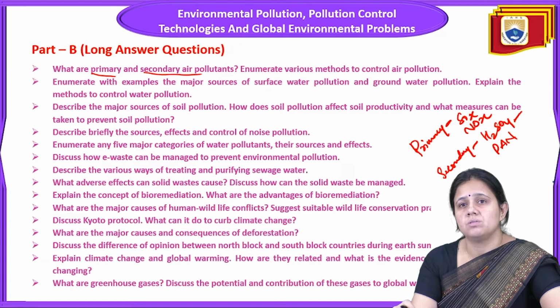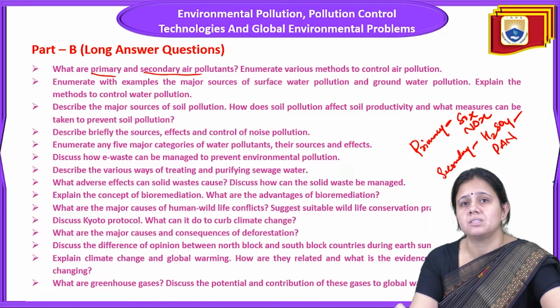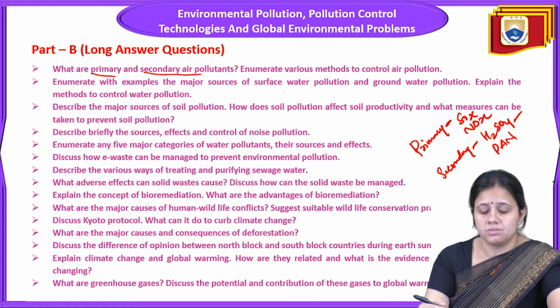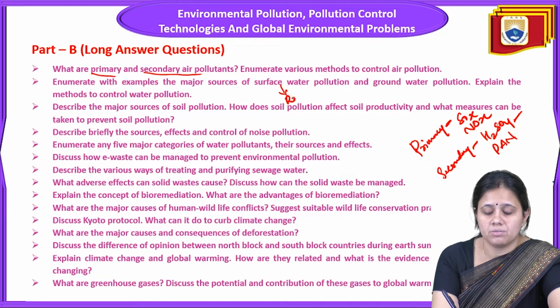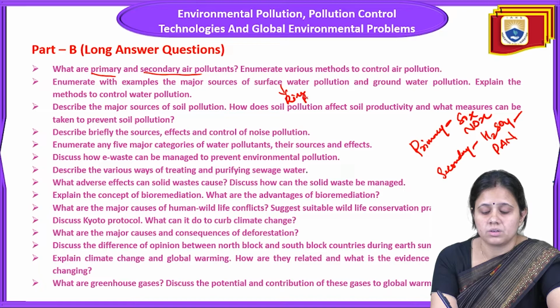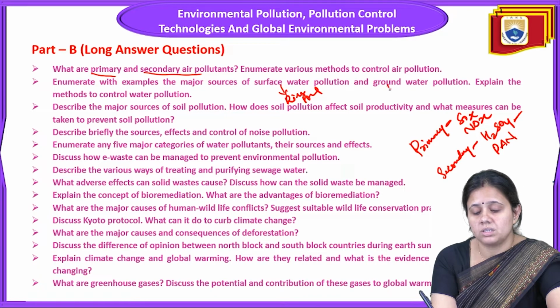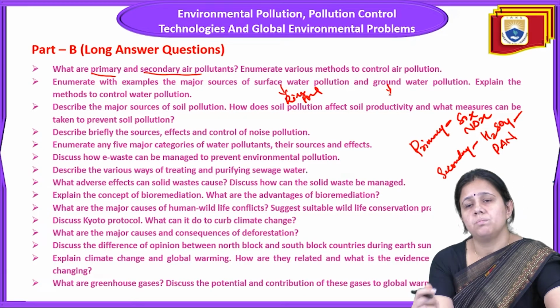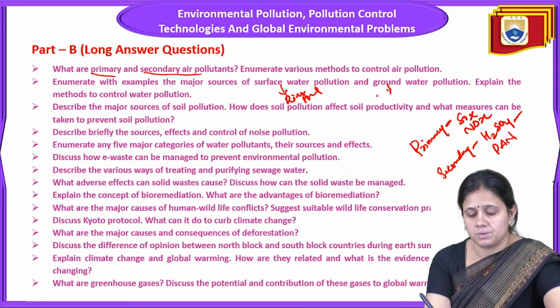Enumerate with examples the major sources of surface water pollution and groundwater pollution. Explain the methods to control water pollution. Here you have to explain examples of the major sources of surface water pollution. Surface water is water such as rivers and ponds. And groundwater, you know, is water that is beneath the earth's surface.